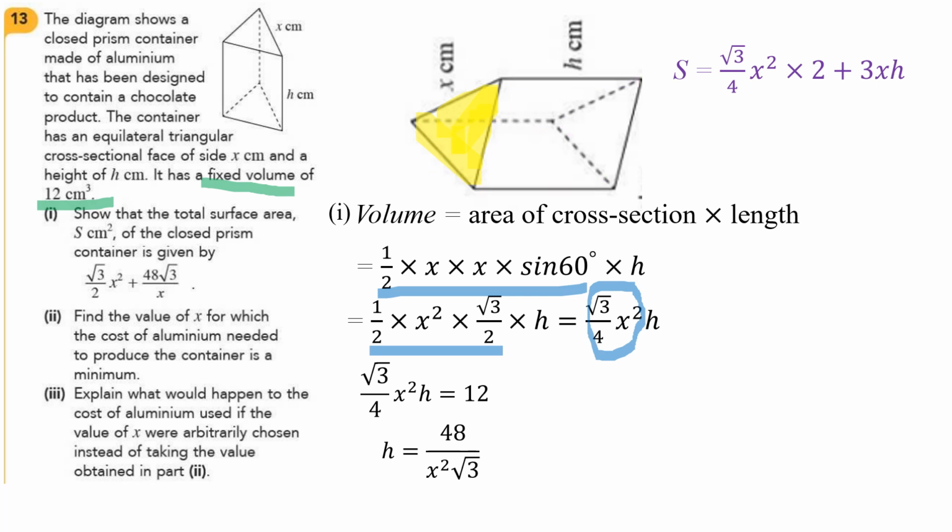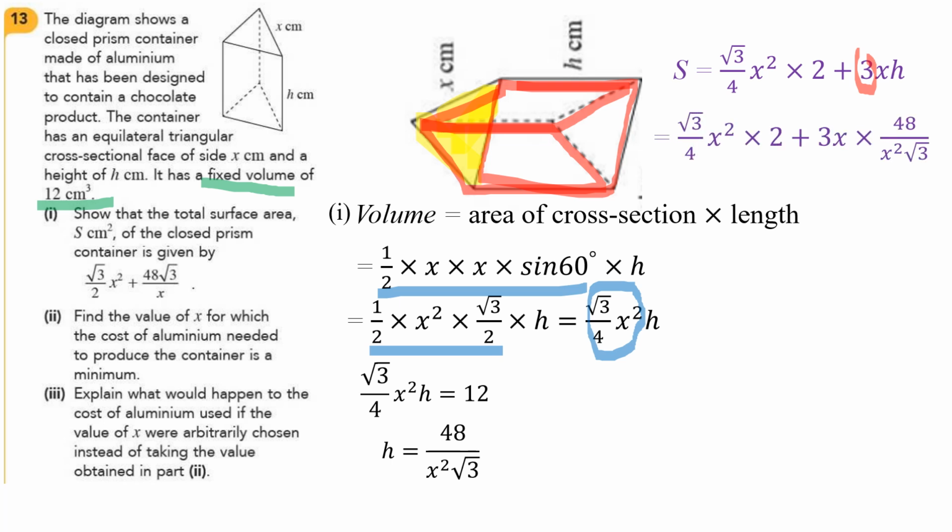Okay, let me show you where the three are. 1, 2, 3. So there are three of them. So therefore, times 3 here. Okay, that simplifies it. As in, we substitute h to be 48 over x squared square root 3. And then what do we get? How do I get this? This and this. Okay, we'll give you 2.